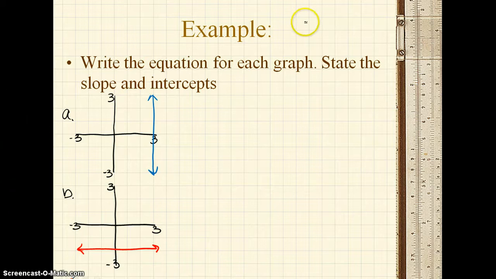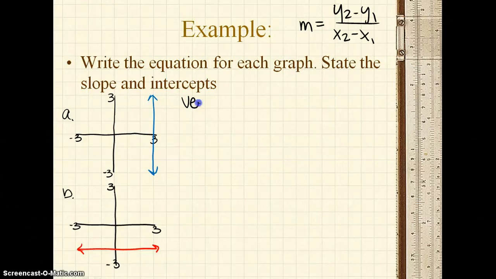And the reason why you get those two options for slopes is because the definition of a slope is y2 minus y1 all over x2 minus x1. So if y1 and y2 are the same, that would give us 0 in the numerator, which would make our slope 0. If the x's are the same, that would give us 0 in the denominator, and that would make our slope undefined. So for part A, you'll see that we have a vertical line.